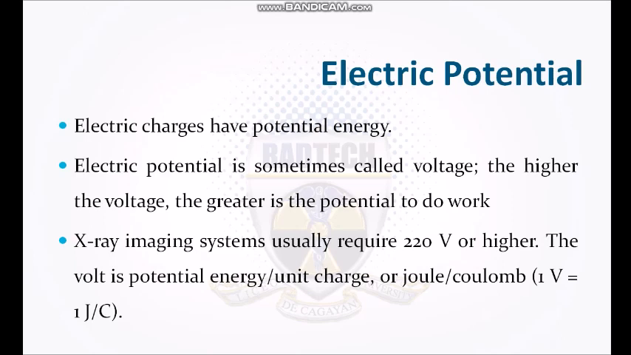Okay, so X-ray imaging systems usually require 220 volts or higher. The volt is potential energy per unit charge, or joule per coulomb. For example, here in the Philippines, the electricity supplied by our electric companies is already 220 volts. In the US and some other countries, they have only 110 volts coming in from their electric companies, so that should be adjusted to 220 volts in order for the X-ray imaging system to work.